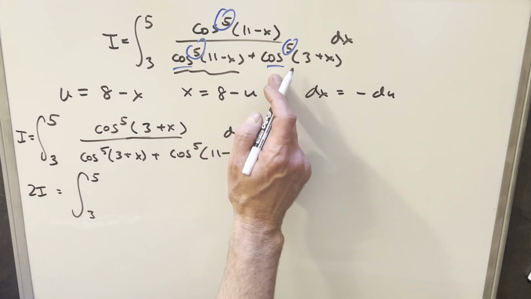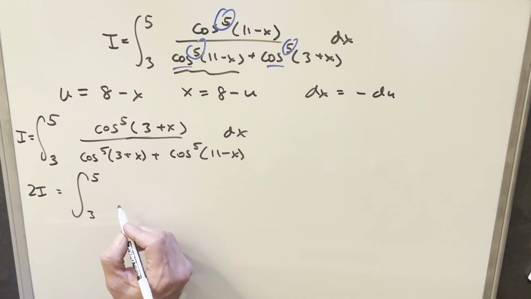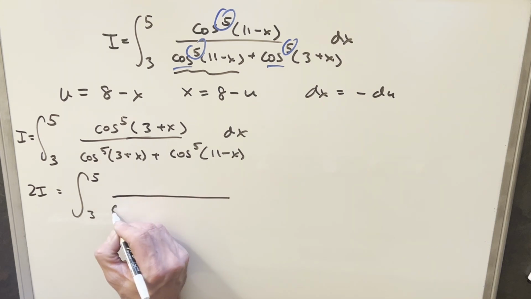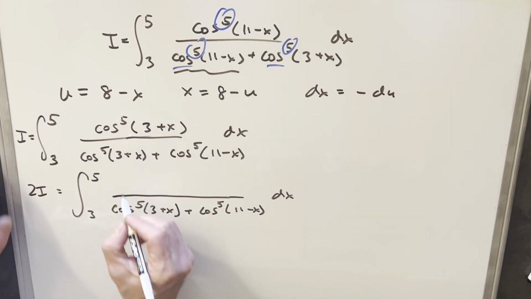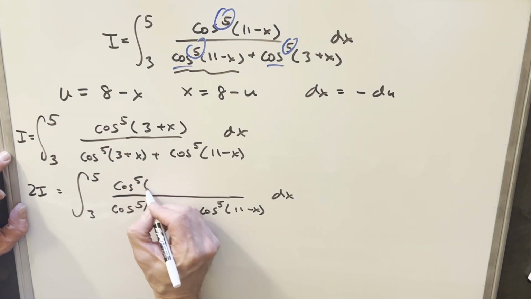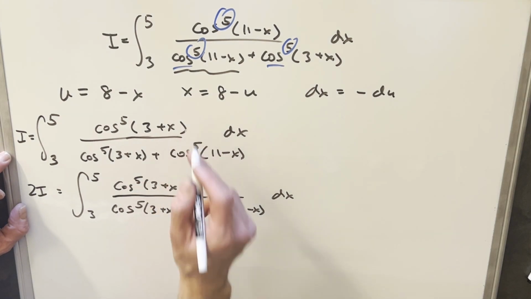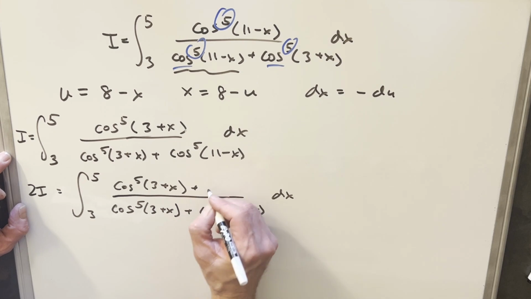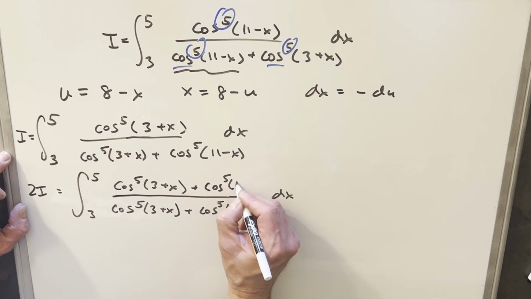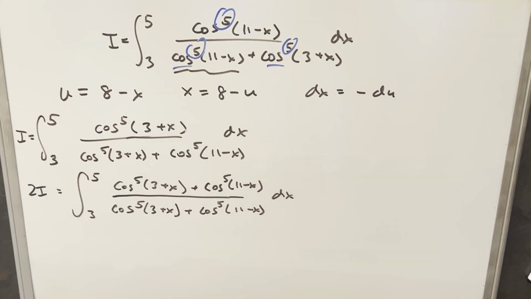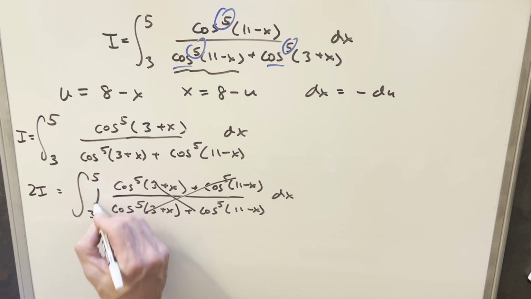Now notice we've got the same denominator, just in a different order. Okay, so we'll just basically copy all that down. And then we'll just add these two numerators. So we're going to have cosine to the fifth, 3 plus x from this one. And then here we're going to have plus cosine to the fifth, 11 minus x. But then here's the payoff. We can just cancel everything because we've got the same numerator and denominator. So this whole thing cancels down to 1.